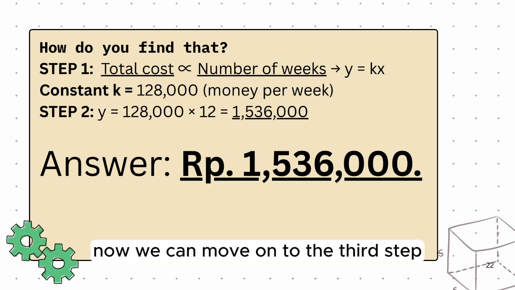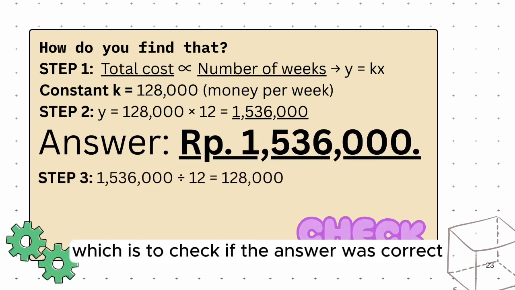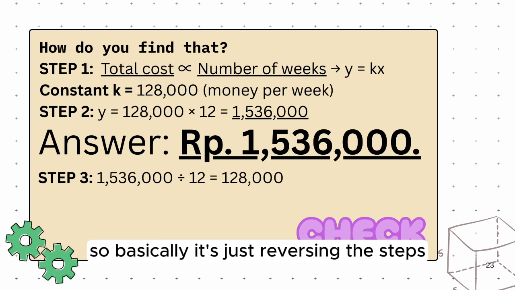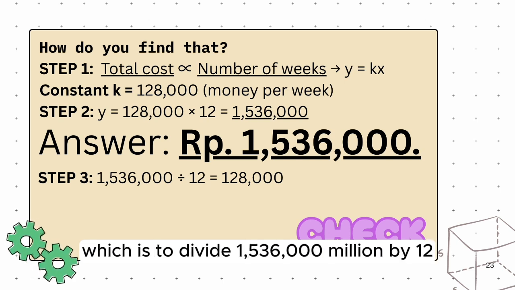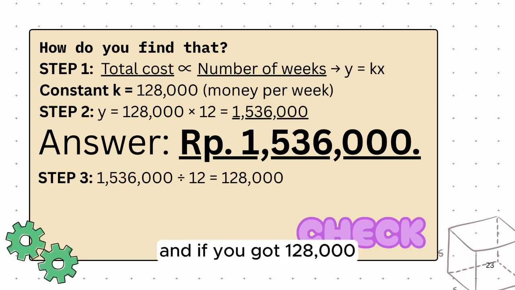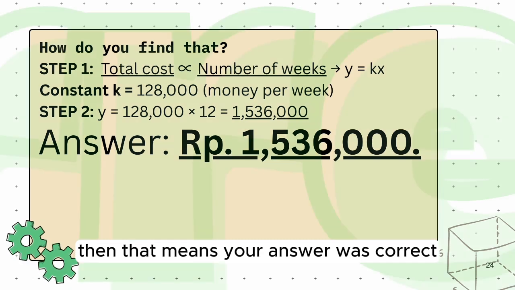Now we can move on to the third step, which is to check if the answer was correct. So basically, it's just reversing the steps, which is to divide 1,536,000 by 12. And if you got 128,000, then that means your answer was correct.